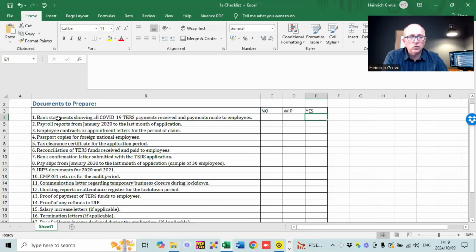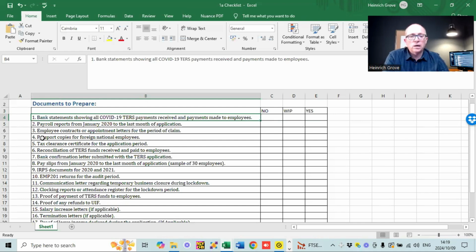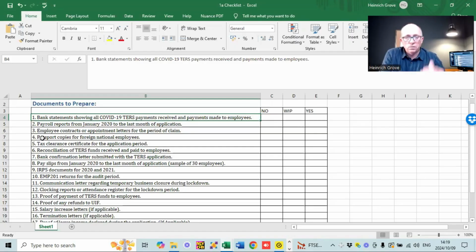So yeah, let's quickly run through the first thing. Bank statements showing all the COVID-19 payments received and payments made to employees. So get those bank statements together, save it inside that folder. And remember, it's only for the months for which you claimed. So if you received the payment in April, then you're going to save that bank statement to reflect the money you received and obviously the payments made out to your employees.